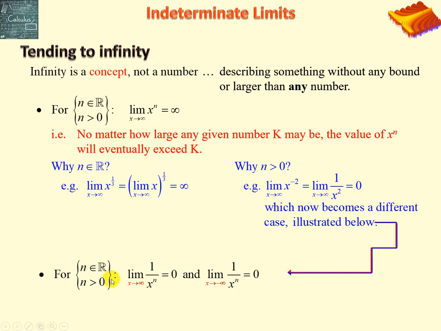That brings this different case. Same conditions, the limit of 1 over x to the n as x tends to infinity is now 0. The limit of 1 over x to the n as x tends to negative infinity is also 0. In fact, it alternates because it'll be positive, negative, depending on the numbers, etc. But the important thing is x tends to infinity.